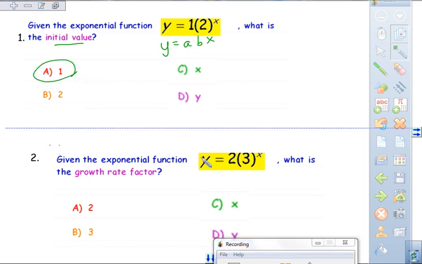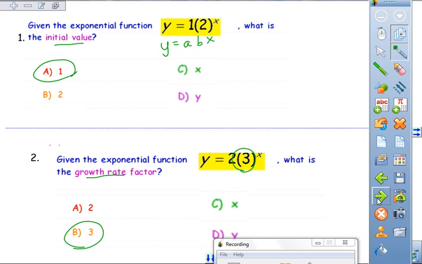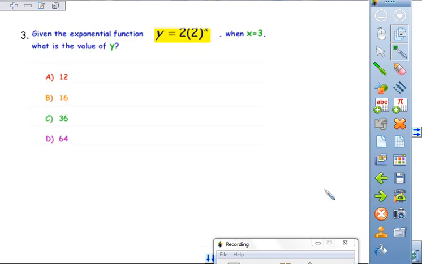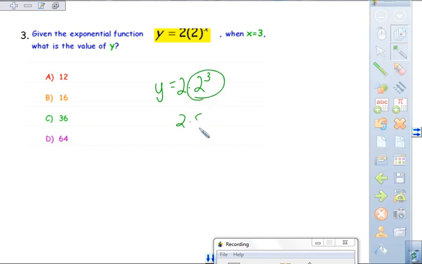Number 2, try this one on your own. We are looking for our growth rate. So we're looking at the 3. Our correct answer is B. Try number 3. Hopefully you remember what 2 cubed is. 8. So the correct answer is B, 16.